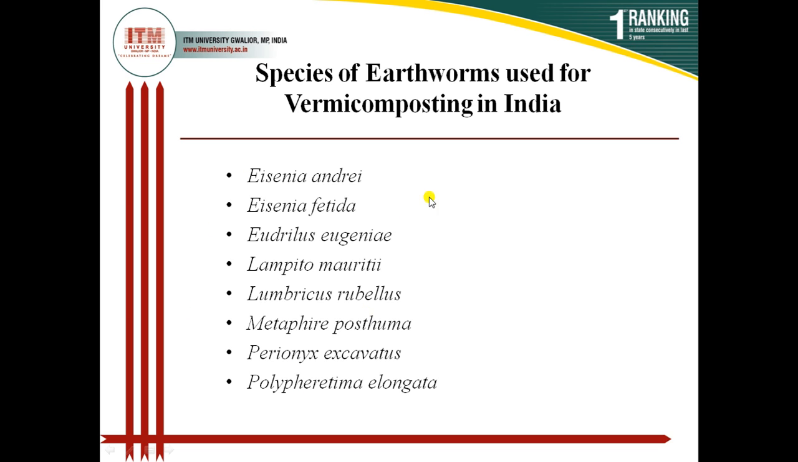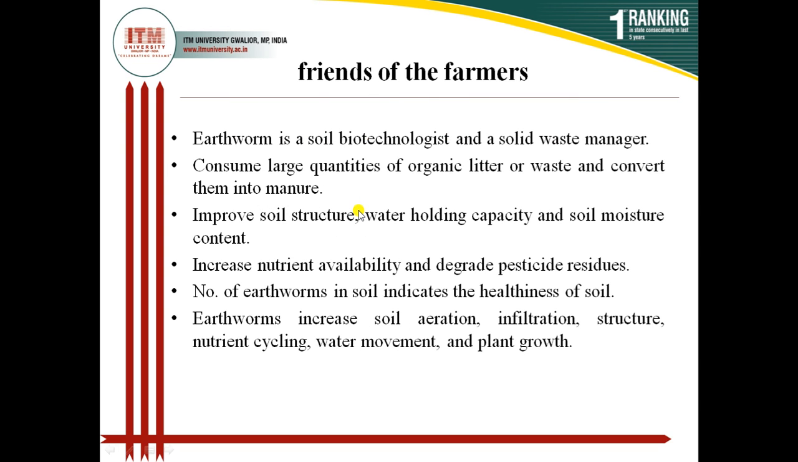And among these species, you remember the first two are the most important and widely used for vermicomposting. These are all indigenous species. Nowadays some farmers are also using exotic species, but the efficiency of indigenous species in vermicomposting is very good if we compare with the exotic species. So these species should be used for vermicomposting. This is known as vermicompost.